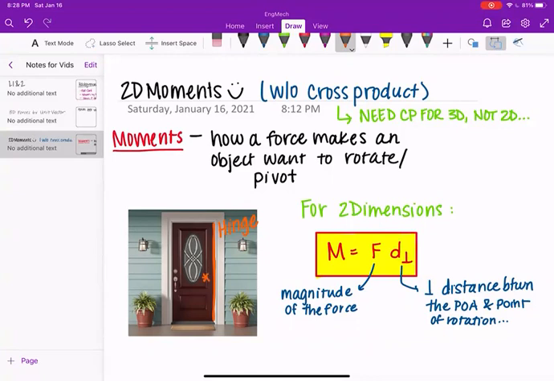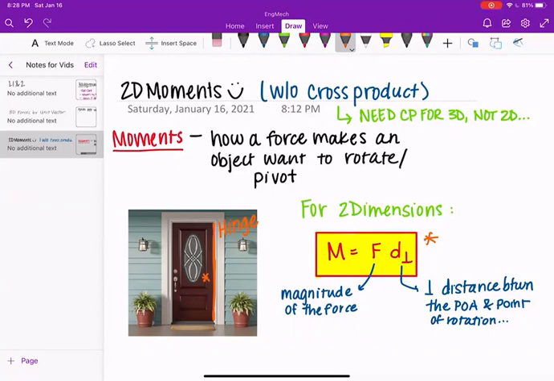You're going to have to push much harder to get that door to pivot about that hinge because the perpendicular distance from the point of application of the force to the point of rotation of the door itself is so much smaller. So that's what I wanted to talk about, this equation right here. This equation is the two-dimensional moment equation, right?